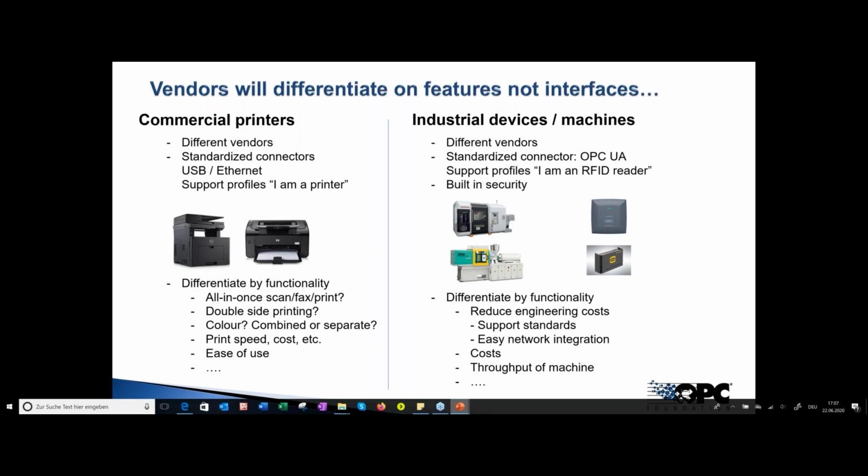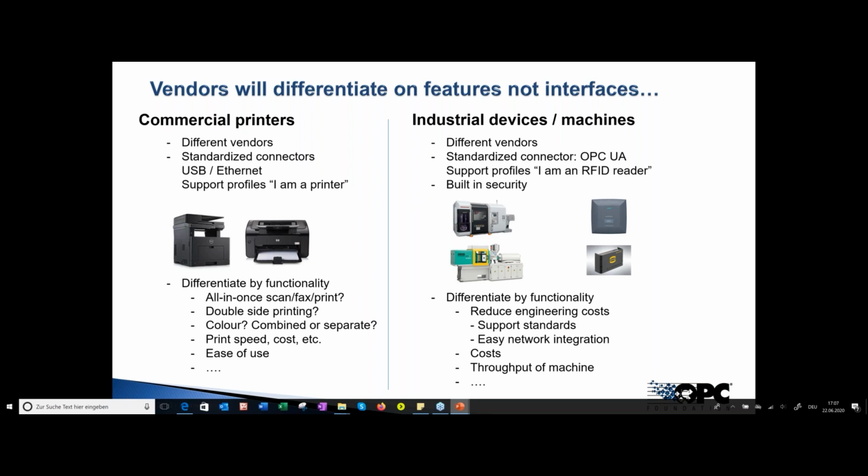And behind the curtain, they are talking on profiles: I'm a printer and these are my capabilities. And even having standardized interfaces does not mean that they can't differentiate from each other. Some printers might print single side, others double side, some with color, or the print speed is different. And all this is what you now find also in the industrial world with devices, machines, and services on the right side. OPC UA is more and more becoming the standardized connector with built-in security and providing information models like I'm an RFID reader or injection molding machine and so on.